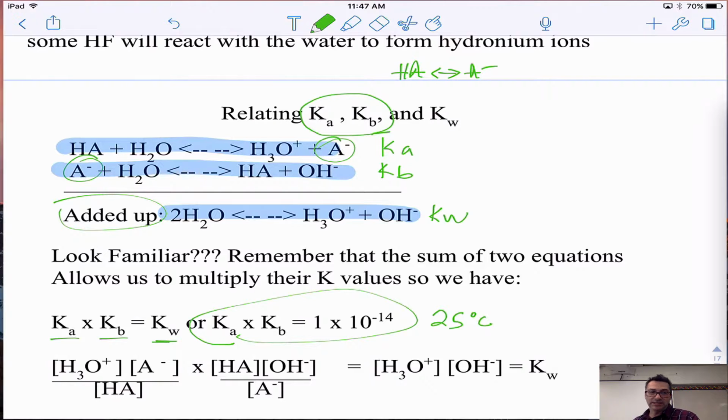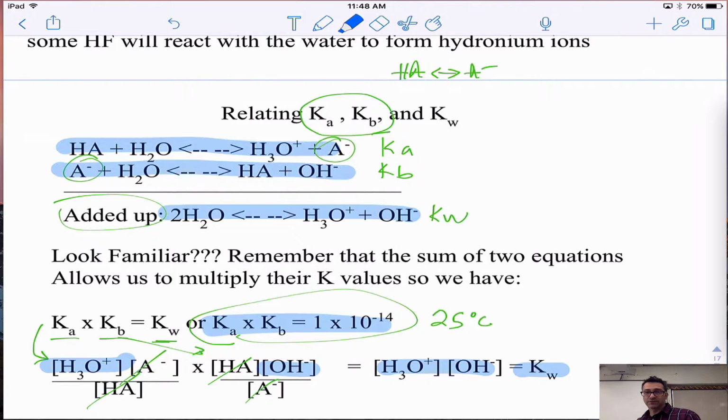And this is really neat, and I show you the work for how that goes down here. If I wrote a Ka, it would look like this. If I wrote the Kb, it would look like this. And then when you cross out all the like terms, so HA cross out with HA, A minus cross out with A minus, you're left with just what's in the Kw, H3O plus times OH minus yields Kw. But this equation right here, this is what you really have to keep an eye on and know.